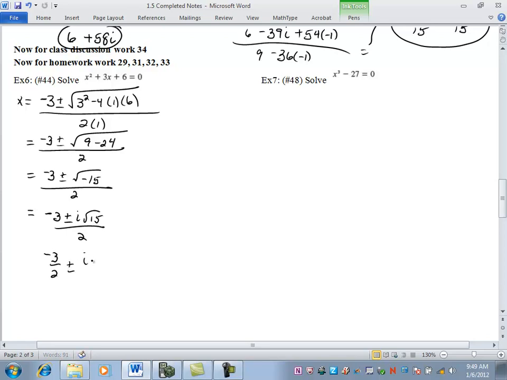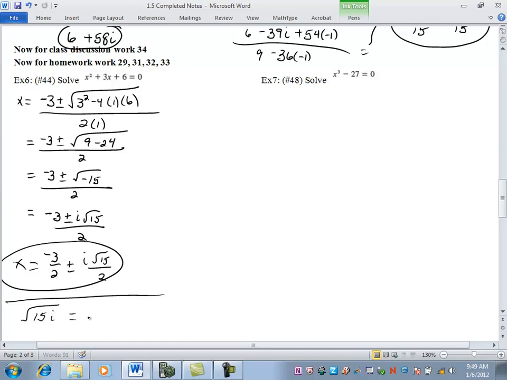Make sure, folks, that your i is not under the radical, please. I'll have to take off points if it is, because if the i were under the radical, if I had something like the square root of 15i, this would be the square root of 15 times the square root of negative 1, and that's not what we want.